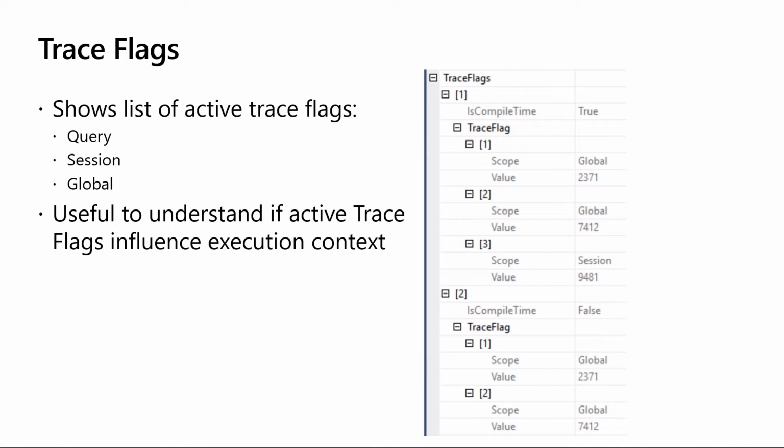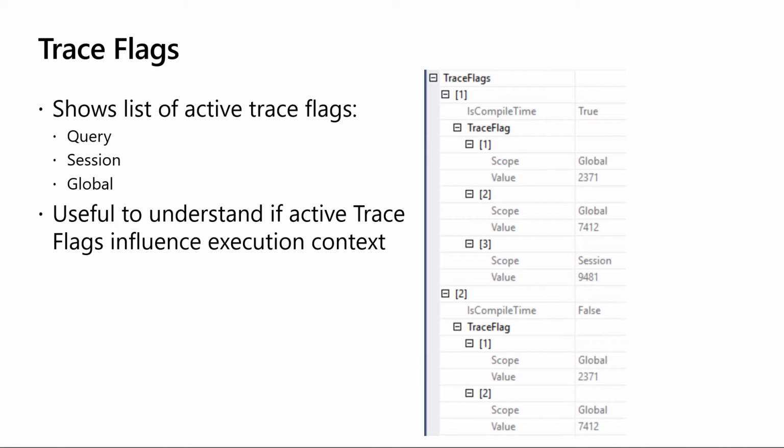By accessing the properties of the root node, I can see a list of the active trace flags. And this is very useful to understand if there was any active trace flag that influenced the way that my query executed. I see there that I have a section is compile time true on the top, and that returns a list of all the trace flags that were active in the system when the query was undergoing the process of compilation and optimization. And then lower, I have the is compile time false section that returns a list of all the trace flags that are active in the system when the query is actually being executed.